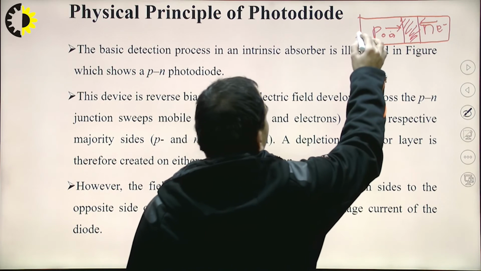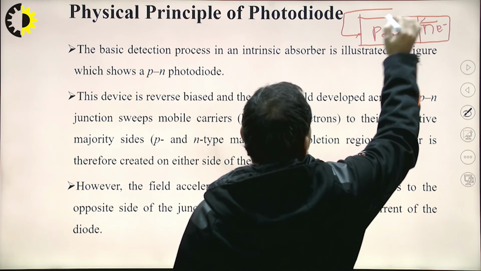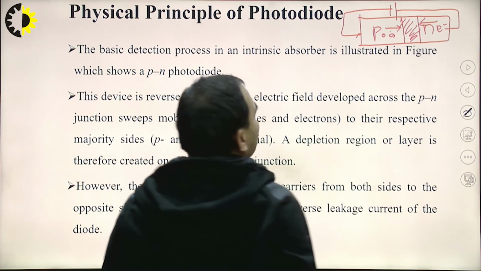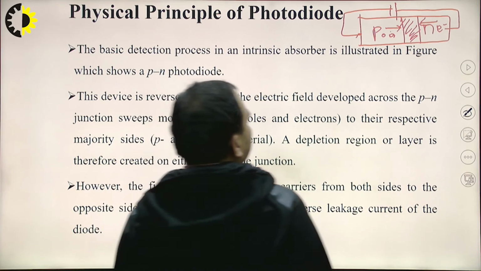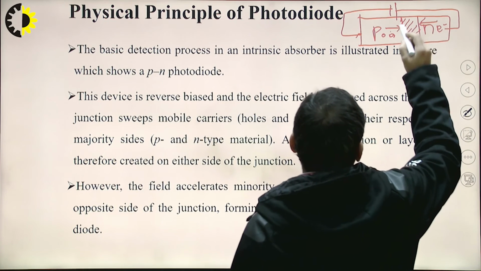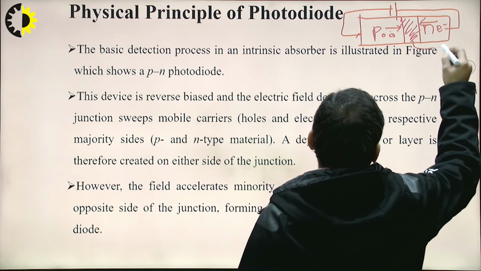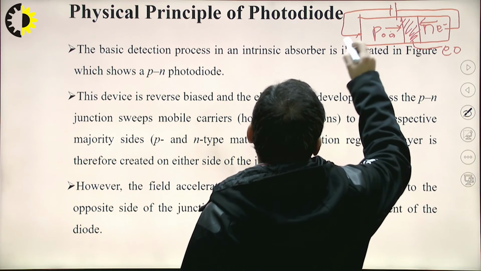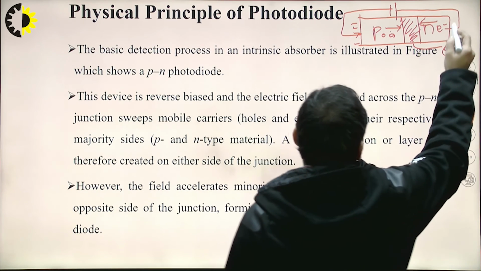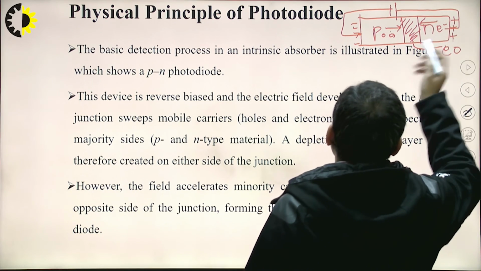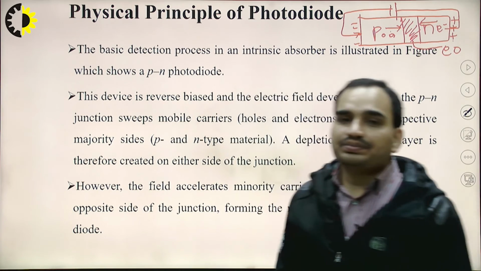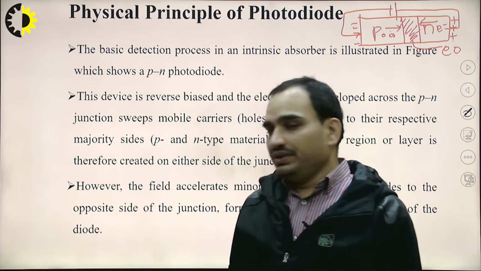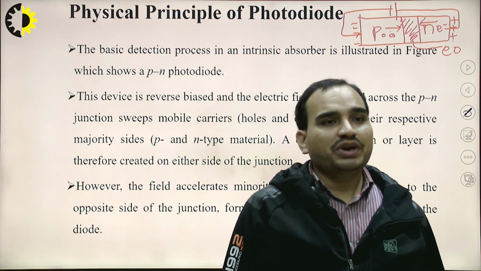But when we apply a reverse bias voltage, meaning the P side is applied with a negative and the N side with a positive voltage, there is a breakdown of the junction, and due to this the electron and hole pairs are generated and attracted by the opposite polarity. Here we have the negative polarity, here the positive polarity. So it will attract, and we know that the flow of charge is known as the current. So this is the basic working principle.